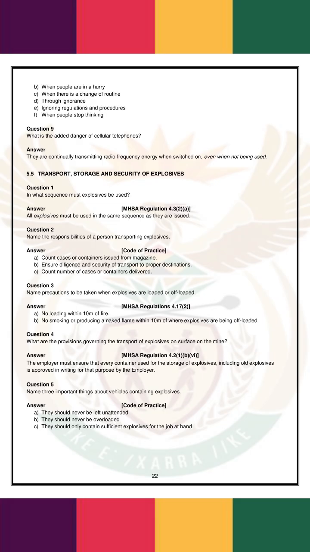Question 5. Name 3 important things about vehicles containing explosives. A. They should never be left unattended. B. They should never be overloaded. C. They should only contain sufficient explosives for the job at hand.